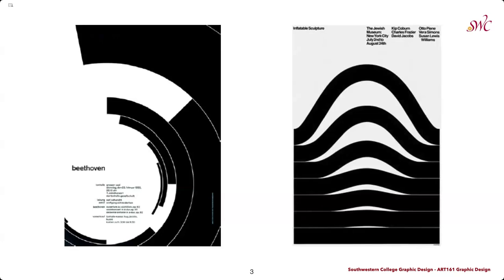On the left, this Beethoven poster has these organic flowing rhythms of concentric circular shapes that interlock and create this very interesting asymmetrical balance here. And then on the right, we can see the symmetrical balance that uses rhythm to articulate an inflatable line that ties into this show that was involving inflatable structures.